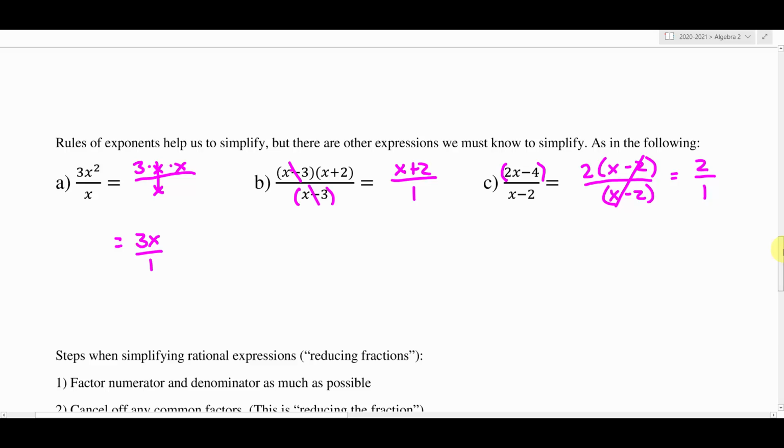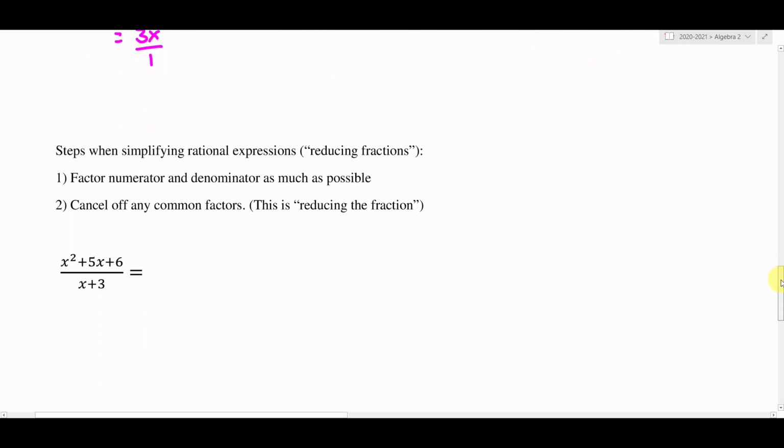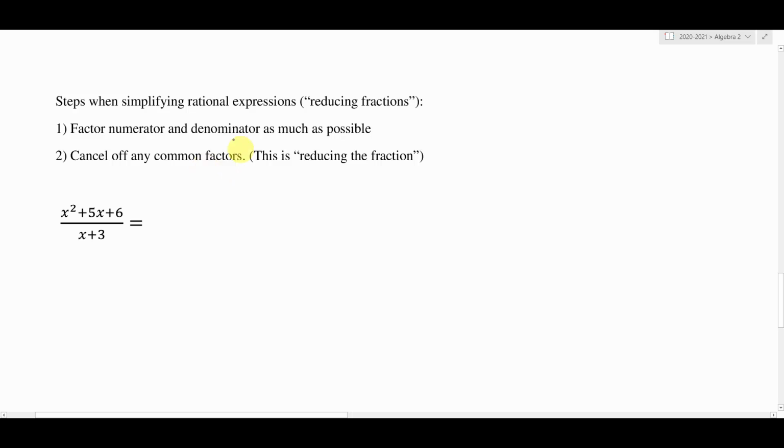All right, so let's take a look at another example. And I kind of gave you a little step-by-step here. So we're going to simplify rational expressions. It's the same thing as reducing a fraction. First thing we're going to do is factor the numerator and the denominator as much as possible. In other words, we want to find factors that will cancel. And once we find common factors in the top and the bottom, we can cancel those out.